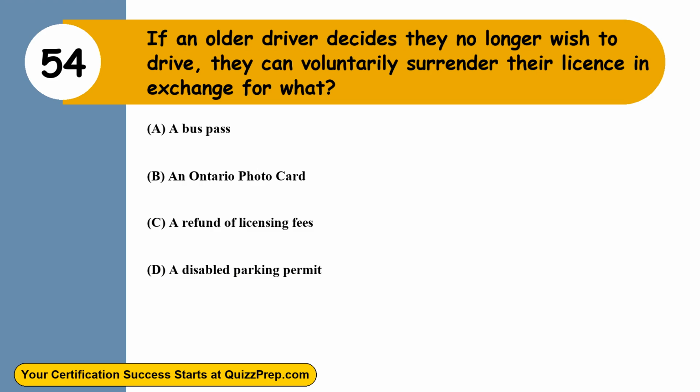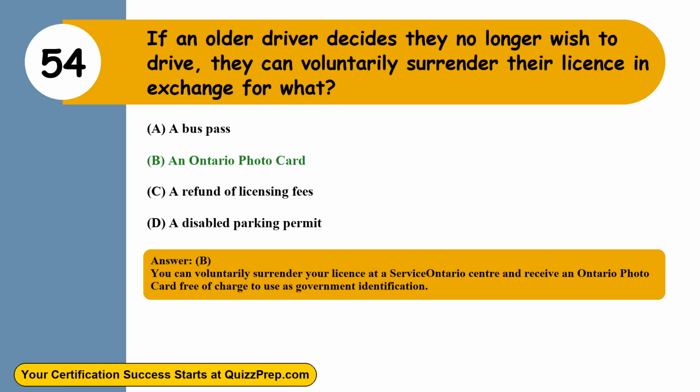Question 54. If an older driver decides they no longer wish to drive, they can voluntarily surrender their license in exchange for what? Option A, a bus pass. Option B, an Ontario photo card. Option C, a refund of licensing fees. Option D, a disabled parking permit. The correct answer is option B, an Ontario photo card. You can voluntarily surrender your license at a Service Ontario Centre and receive an Ontario photo card free of charge to use as government identification.